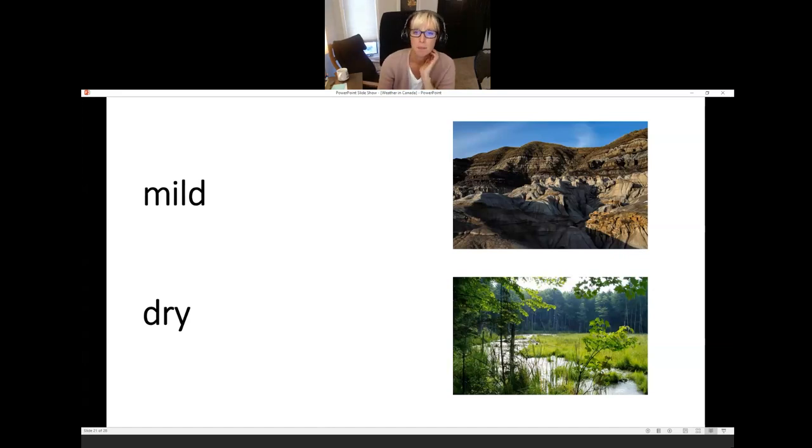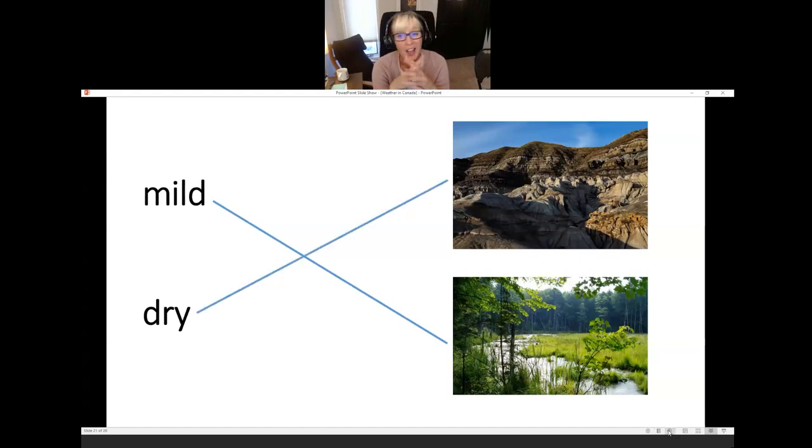First word is mild. Mild. Mild. There's humidity. The temperature is not too hot. The trees grow well. The second word is dry. Dry. There's not a lot of rain, not a lot of water, no moisture. It's dry. Mild and dry.